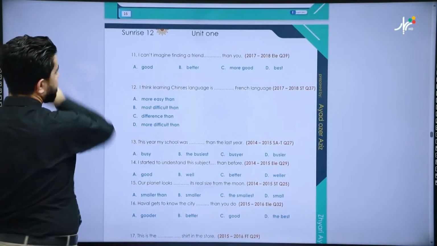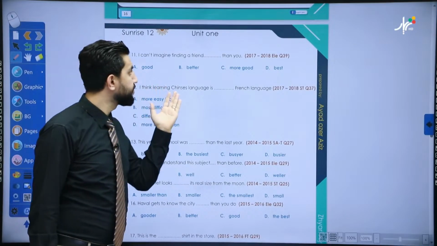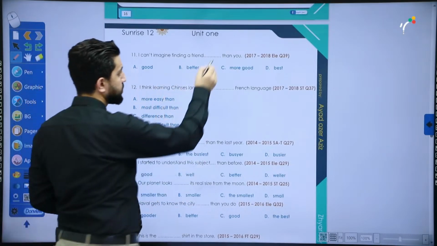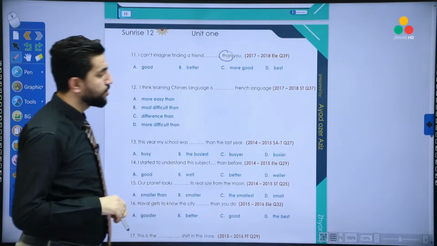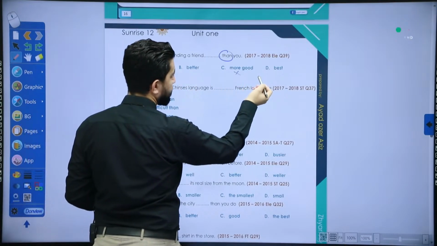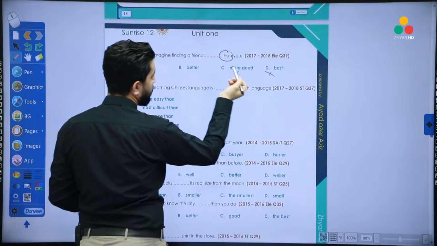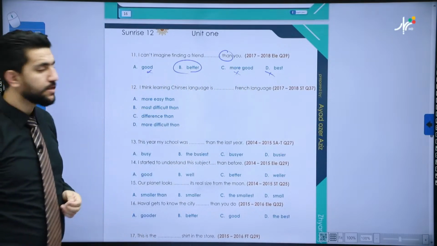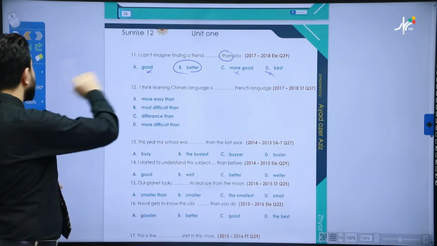Okay, number 11. I can't imagine finding a friend than you. Since we have the word than, which one do you think is correct? Good? No. More good? We don't have it in English. Best? We don't have the word the. So it must be better than you. Better than you.